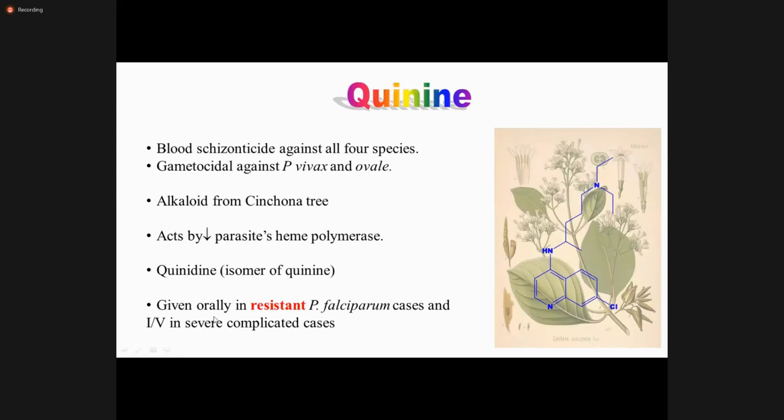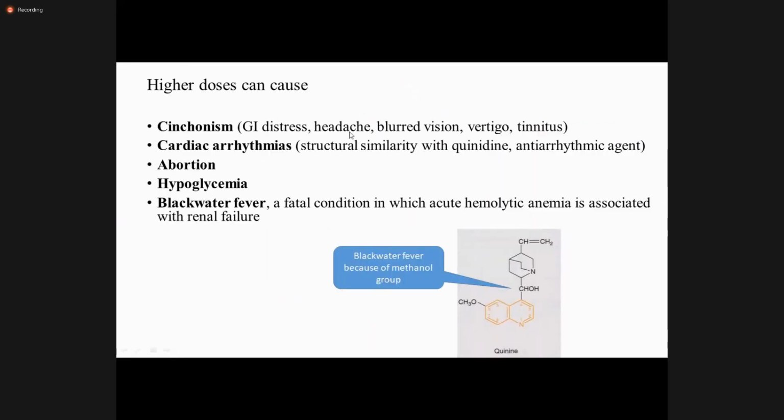The good thing is that it is effective against the resistant form of Plasmodium falciparum. Usually it is given in the IV form. So in complicated cases of malaria, we give this quinine. What is wrong with quinine? That it has serious side effects. It may cause cinchonism, a phenomenon with GI disturbance, headache, blurred vision. Cinchonism is a complex process. Vertigo, tinnitus. It may cause cardiac arrhythmia, abortion, hypoglycemia.